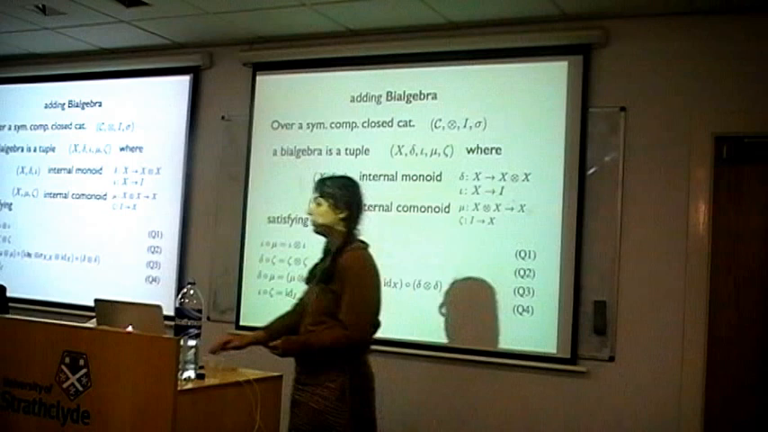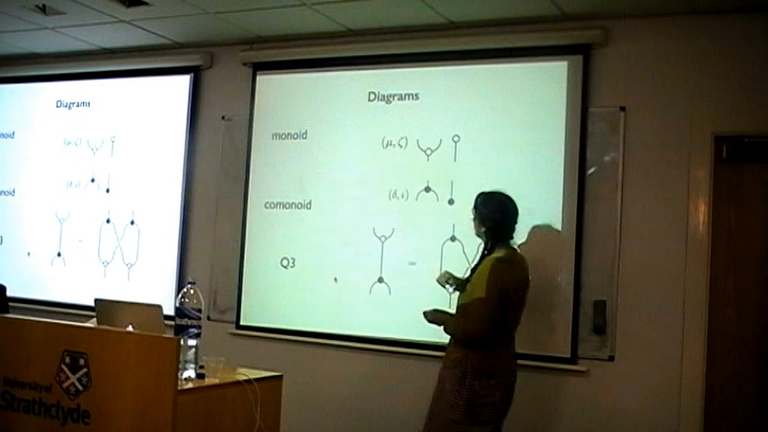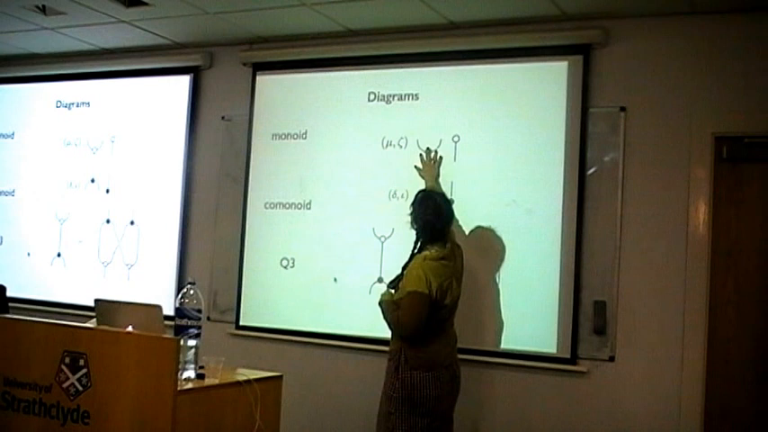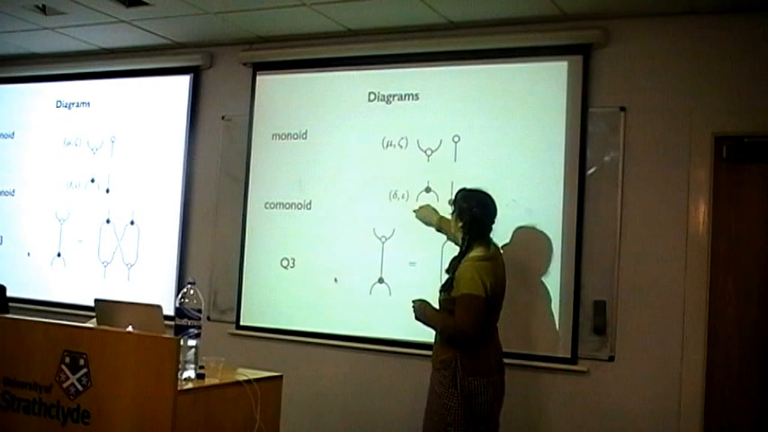Diagrammatically, this is your monoid, this is your co-monoid, and this is one of the axioms, which is the most important axiom. So this is like the merging operator that Dimitri was mentioning, but it's not the same. And this is the dual of that merging operator, the copying, if you want. So that was the abstract definition.